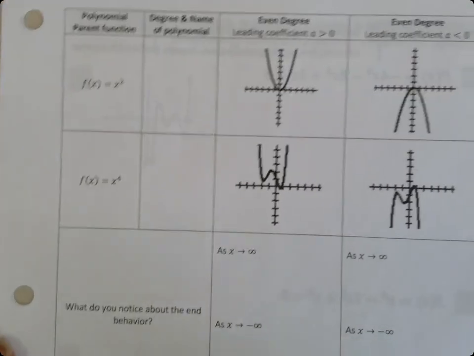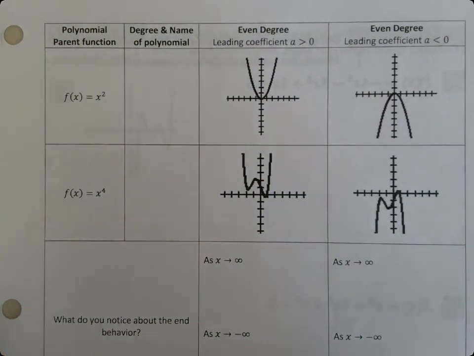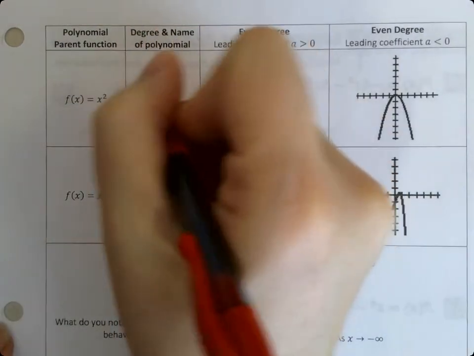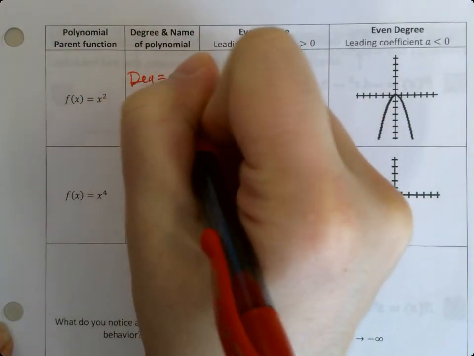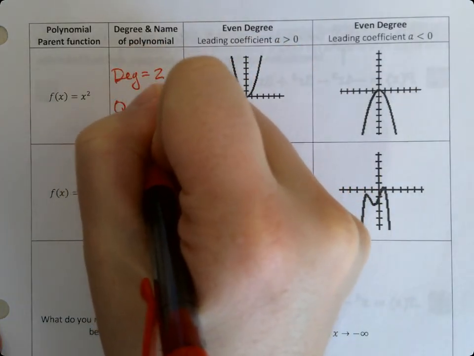Now, we have even functions. So this should be no guess as to what's happening here. We have x squared, so the degree is 2. And what will we name that if it's a degree of 2? Quadratic.